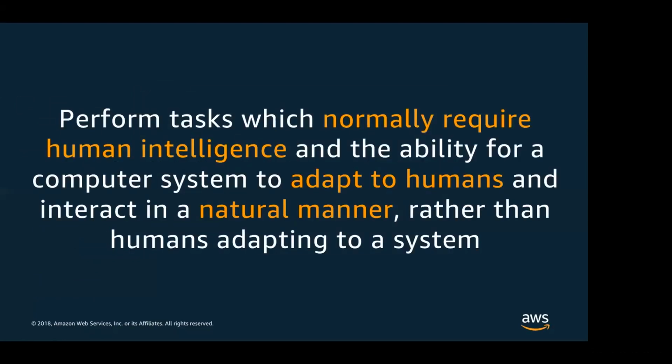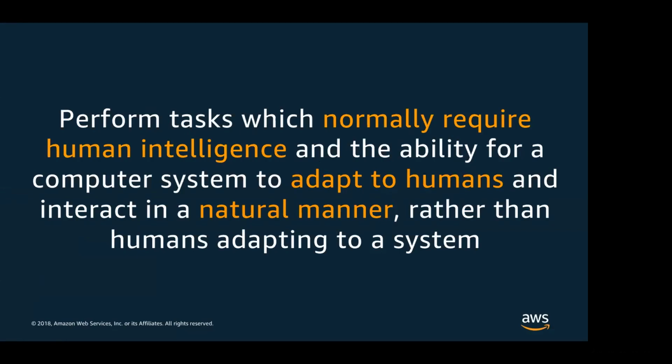But I would like to start by saying something about definitions. When we talk about artificial intelligence, it is basically intelligence demonstrated by machines, in contrast to the natural intelligence displayed by humans or other animals. Basically, we would like to make the machine learn in a way that it can interact with humans in a natural manner. It's not about adapting the humans to interact with machines, it's the opposite.